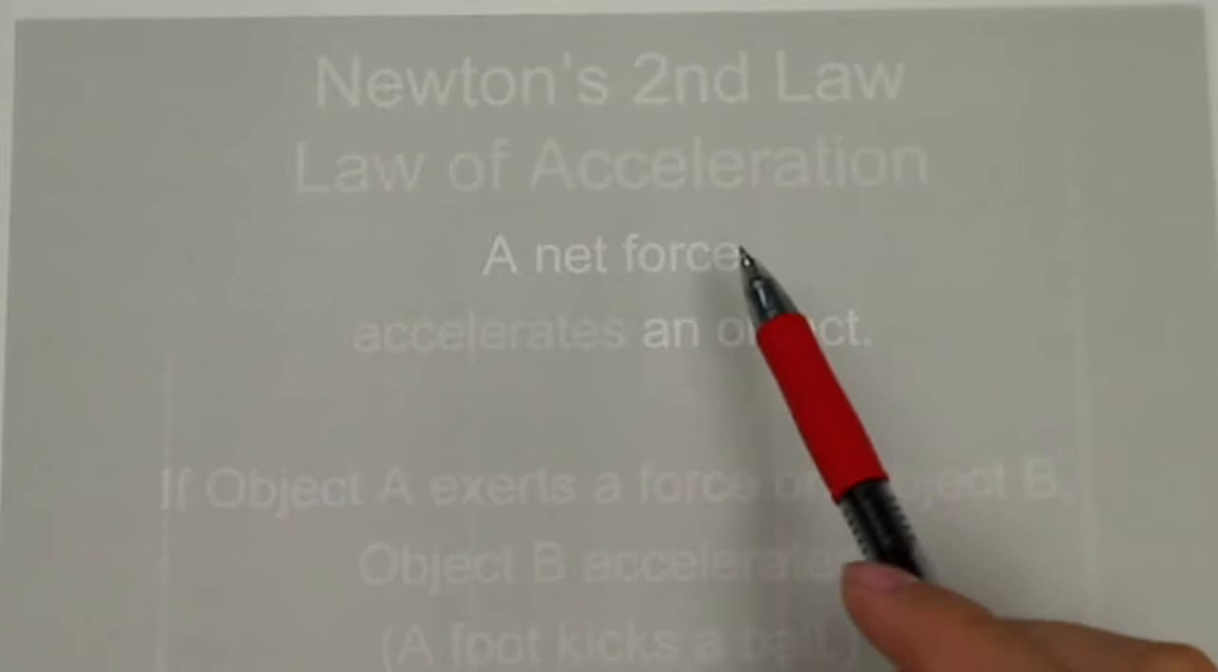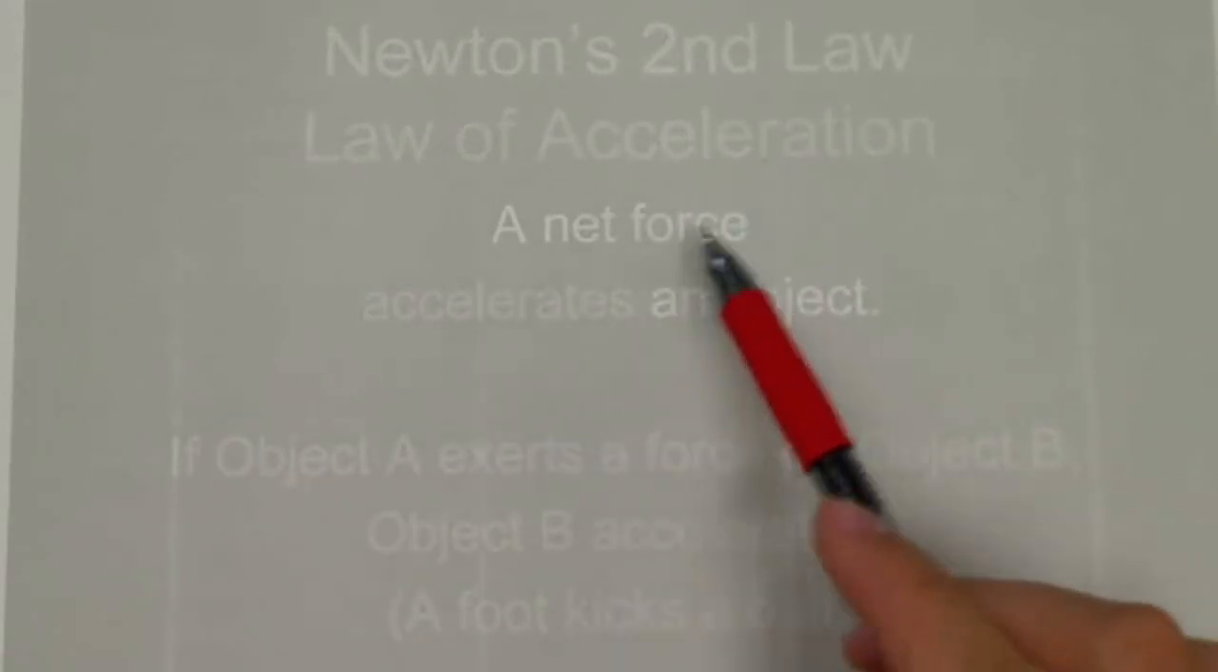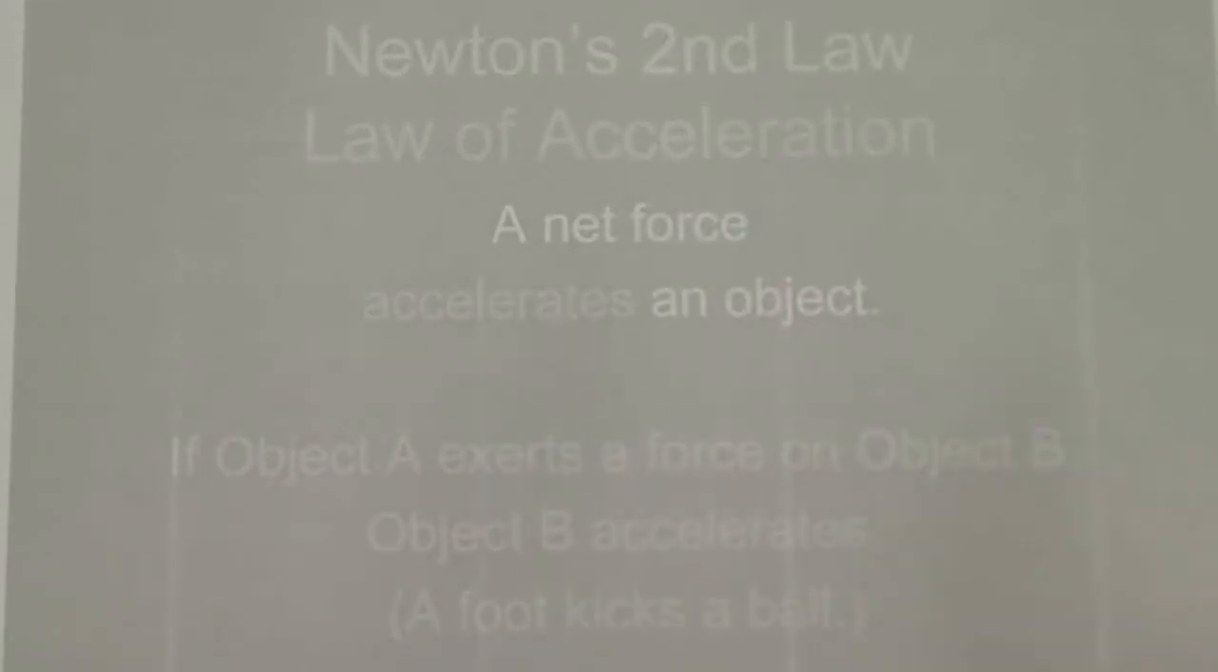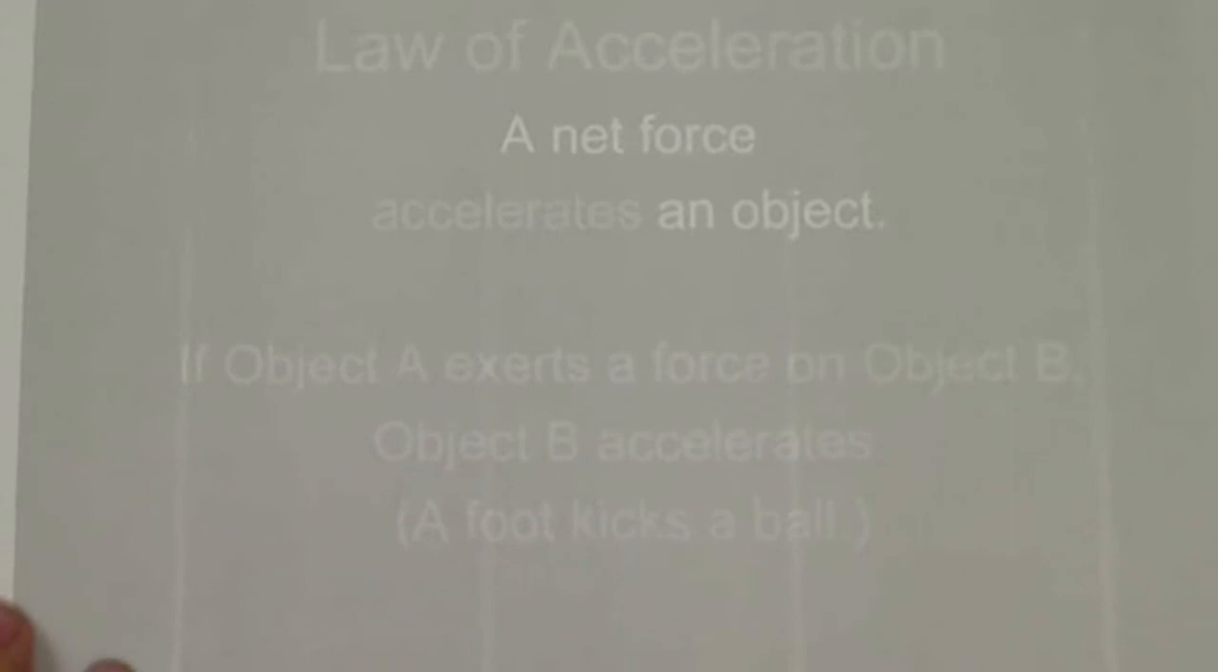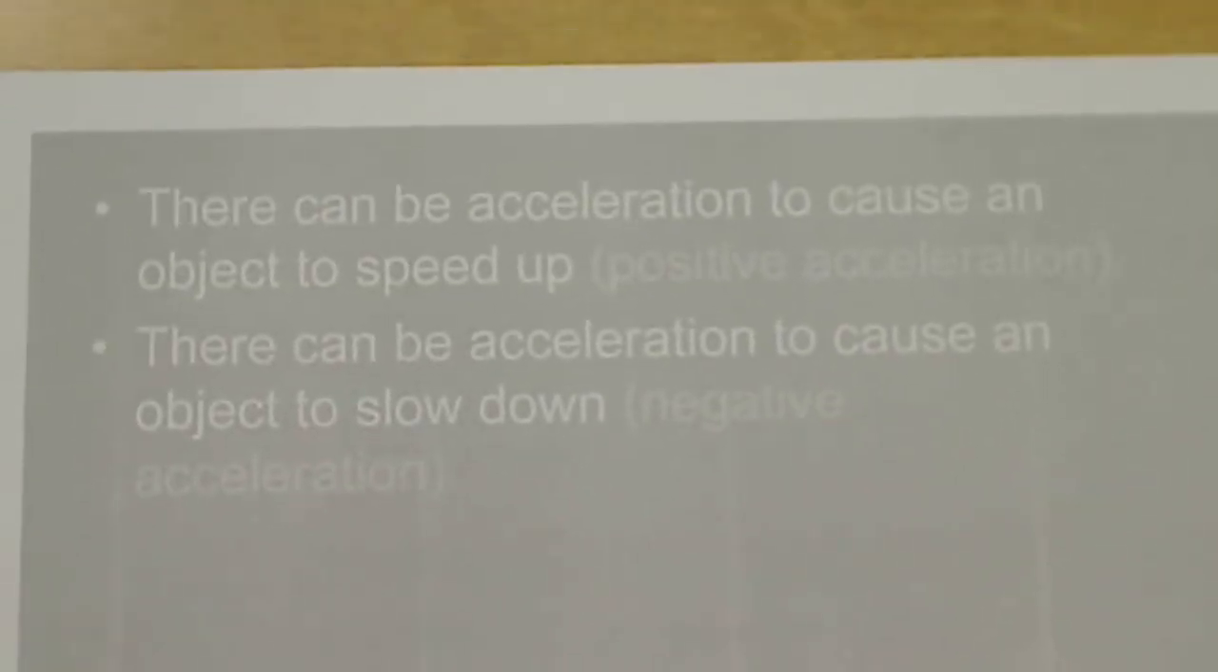So whenever we have a net force, it causes an acceleration. Forces cause accelerations, not velocity. So if object A exerts a force on object B, B will accelerate because it has a force on it. Now, forces and acceleration are both vectors. They can be positive, they can be negative. So positive would be speed up, negative can slow down.